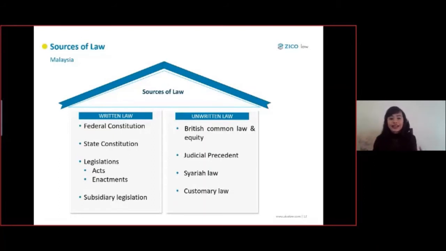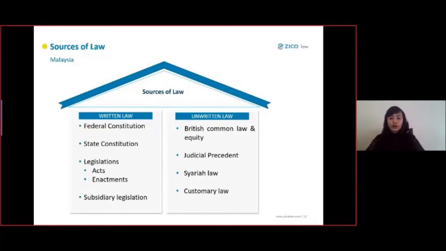Yeah. So the next source of law is unwritten law. We know that British common law and equity are unwritten law, but they are still binding, and the judicial precedent, the cases, judgments are all still considered unwritten law, and Sharia law is also unwritten law. Now, why I say that it's unwritten law is because previously, before it's codified, it was unwritten. So we classify that as unwritten. And lastly is customary law.